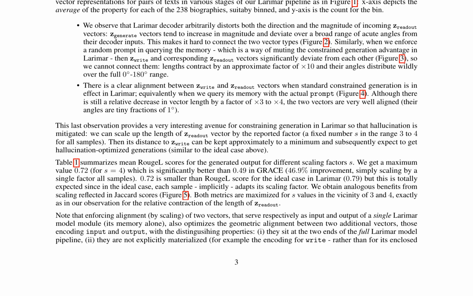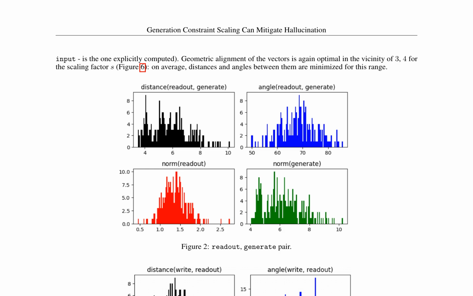The benefits of scaling are also reflected in Jacquard scores. The alignment of Z-readout and Z-right vectors optimizes the geometric alignment between the two vectors and between the input and output vectors, which are not explicitly materialized and sit at the ends of the full Larimar model pipeline. The research on generation constraint scaling to mitigate hallucination focuses on optimizing vector distances and angles for enhanced performance. Figures 2 and 3 demonstrate the readout and generate pairs, highlighting the significance of geometric alignment.